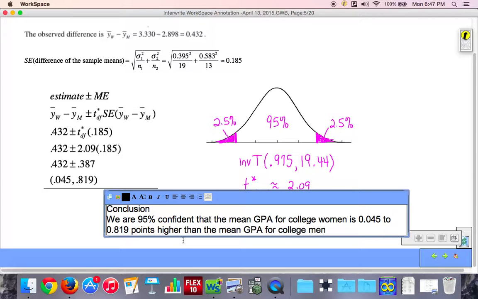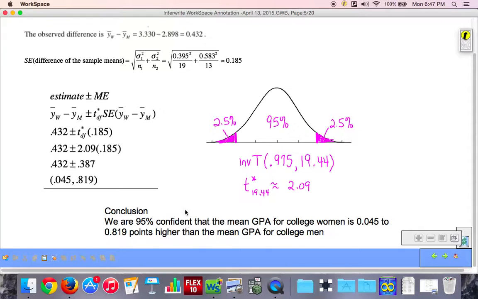Voila, success. So again, here's our conclusion. We are 95% confident that the mean GPA for college women is 0.045 to 0.819 points higher than the mean GPA for college men. And I am finished with Chapter 24, Quiz A, question number 2.